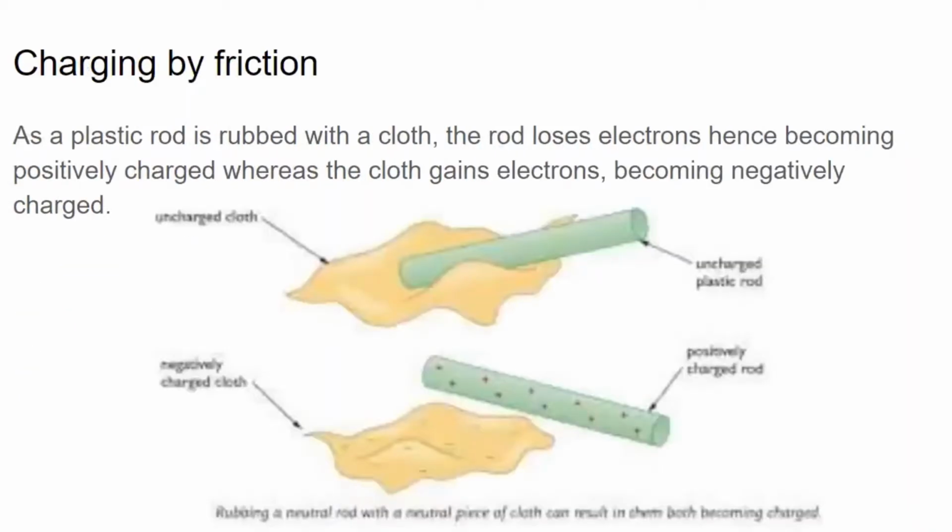So the first process of charging is to charge by friction. We take a plastic rod and a cloth and we rub them together, which produces friction between the two. This friction causes each object to become charged. So the rod loses electrons, hence becoming positively charged, whereas the cloth gains electrons, becoming negatively charged.